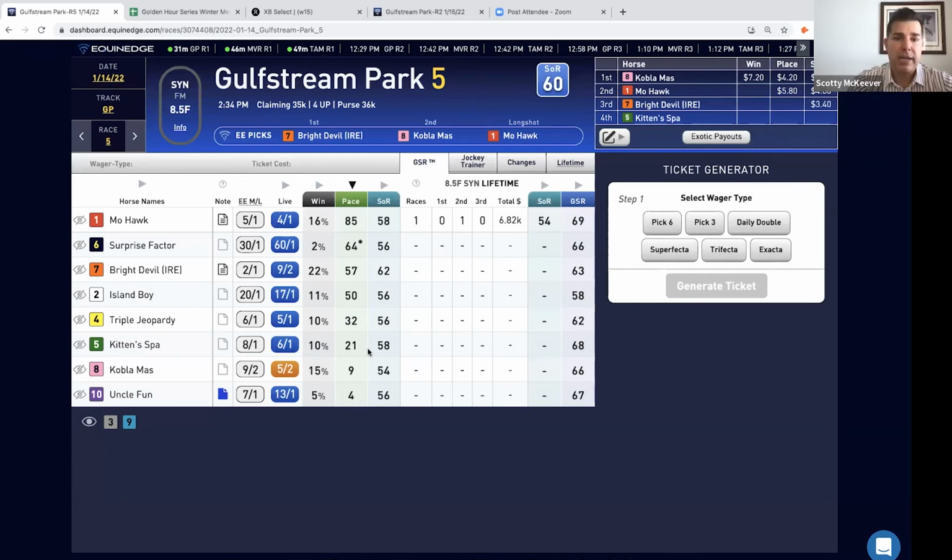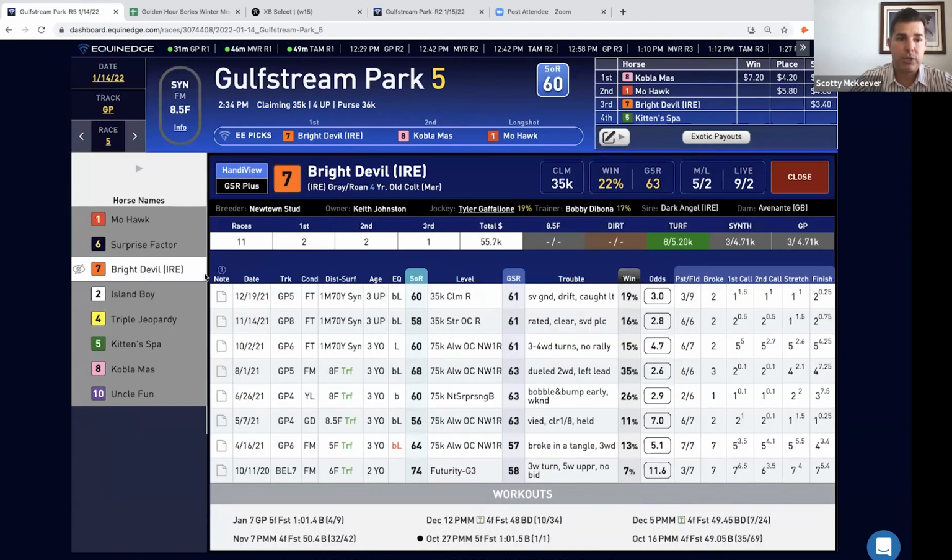Well, I think it's important to also know that, like Bright Devil, the 7 horse, we were able to say, hey, this horse most likely won't win because of its style. So we had to look at Handy View in order to get that. But if you look at this race 3 back for Bright Devil, this horse wasn't near the pace and it didn't run well. Every time it's run well, it's been near the pace. So if you're an old school handicapper like myself, we kind of need to see what the horse's style is.